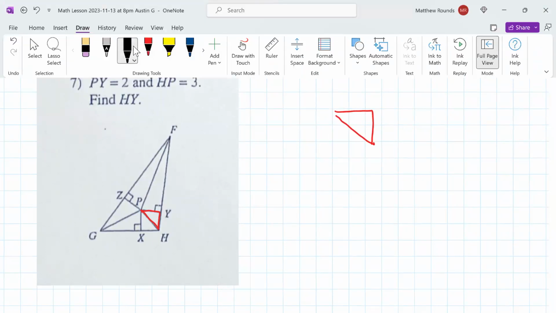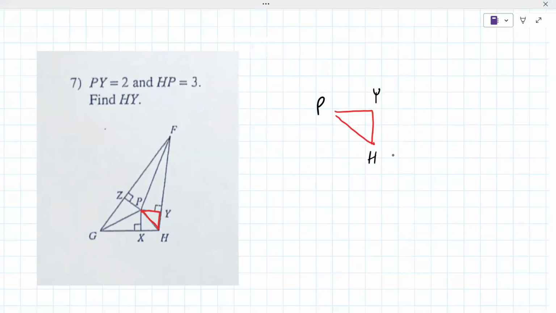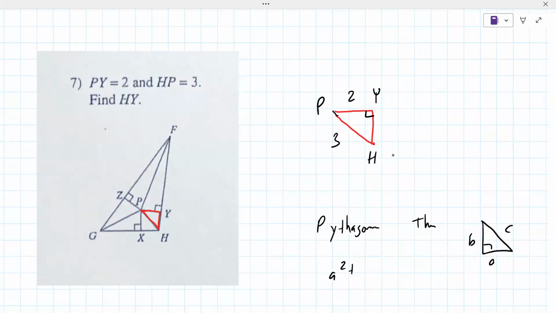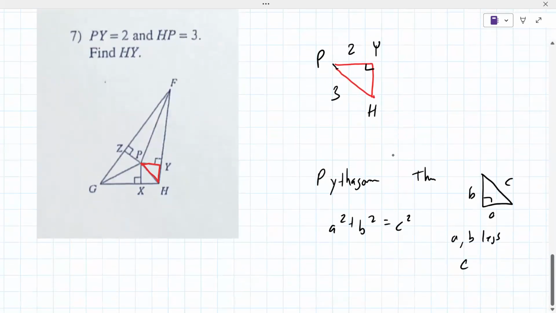So I would draw it off to the side: H, Y, and P. Y is the 90-degree angle. HP is 3. PY is 2. Do you remember how to find the third side of a right triangle? Is it like the hypotenuse or something? The Pythagorean theorem. Have you studied that yet? That's a squared plus b squared equals c squared. A and b are the legs. C is the hypotenuse.